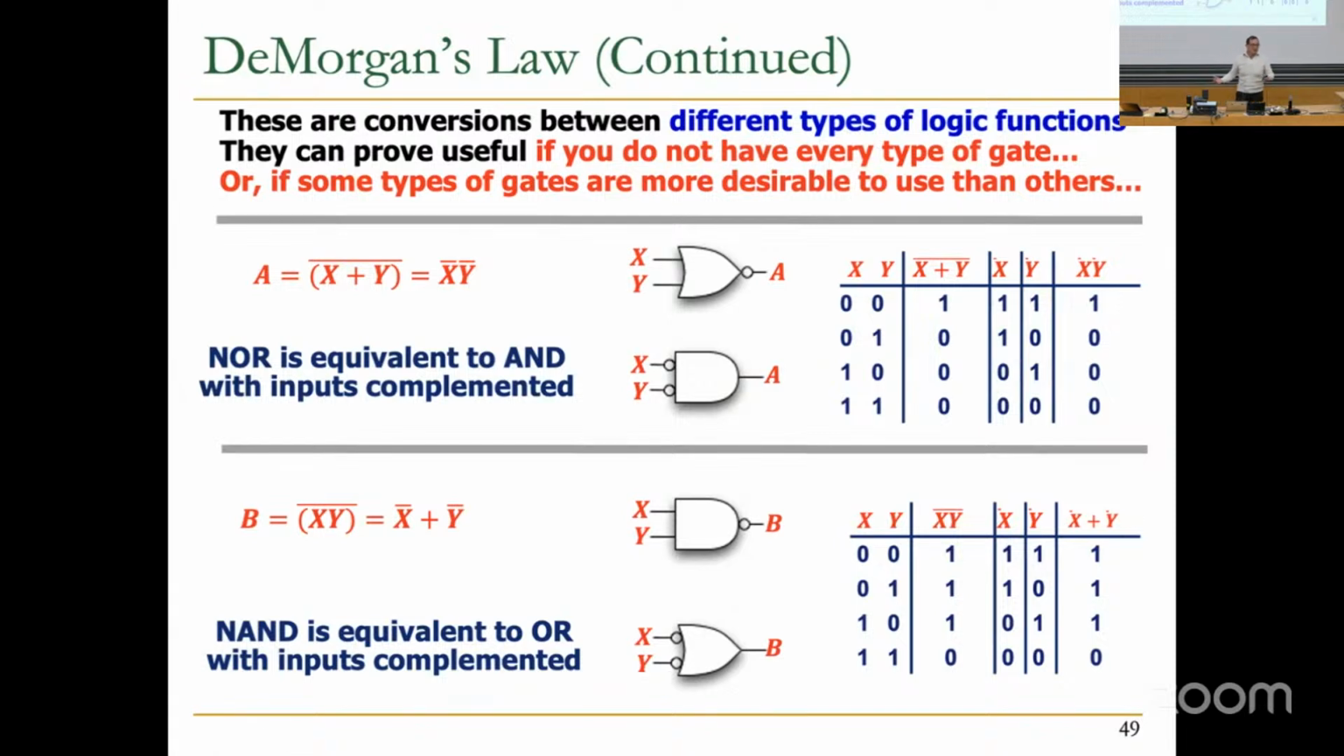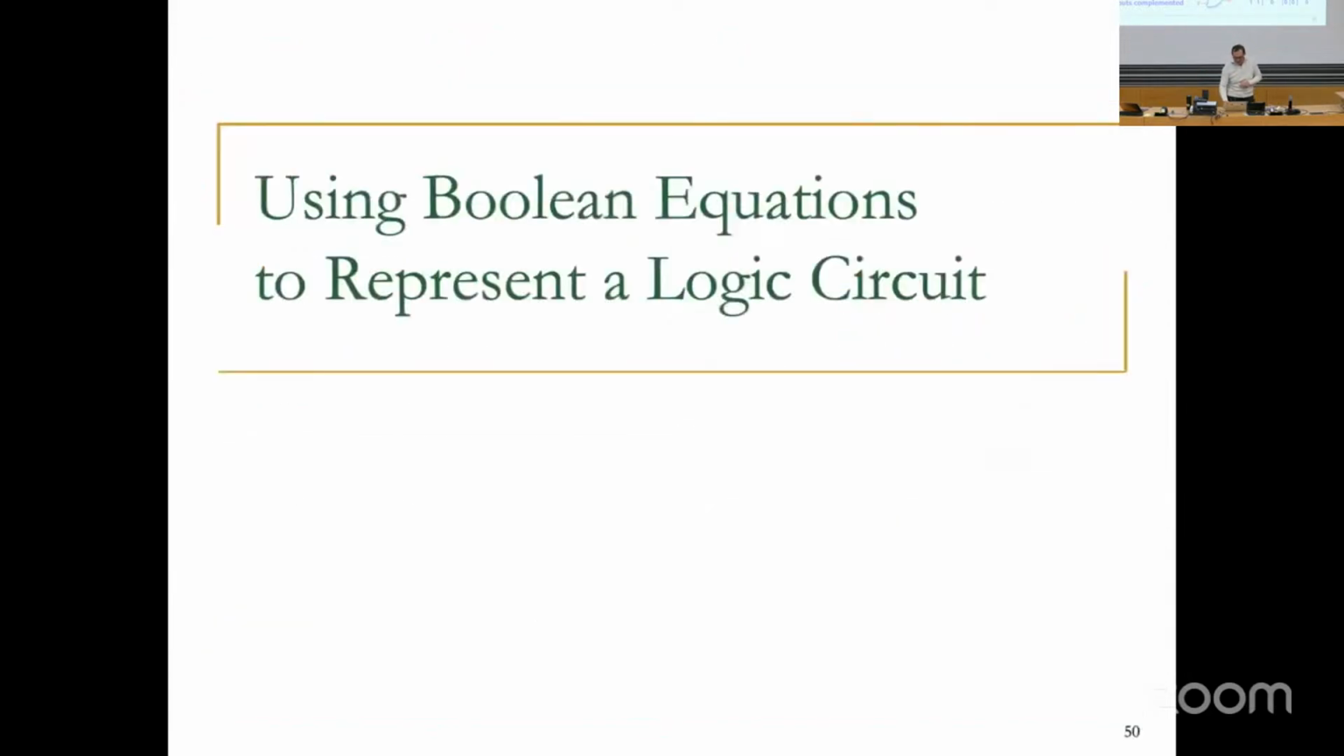Now, your trade-off is if you designed a very nice one of these gates, you pick that, and you actually try to match your Boolean equations so that you maximize the use of the gates that you really want to use. Okay? That's why these are useful.